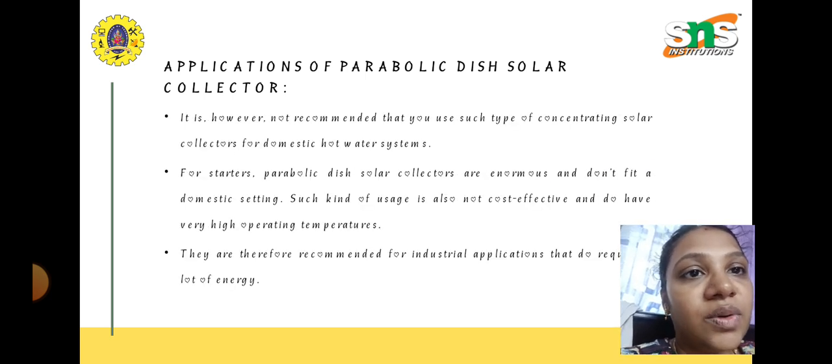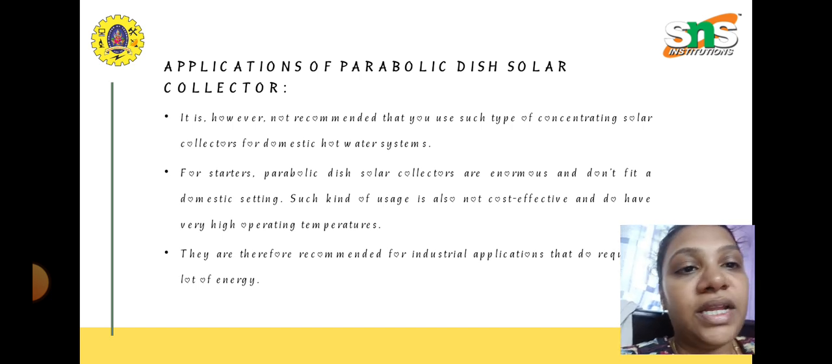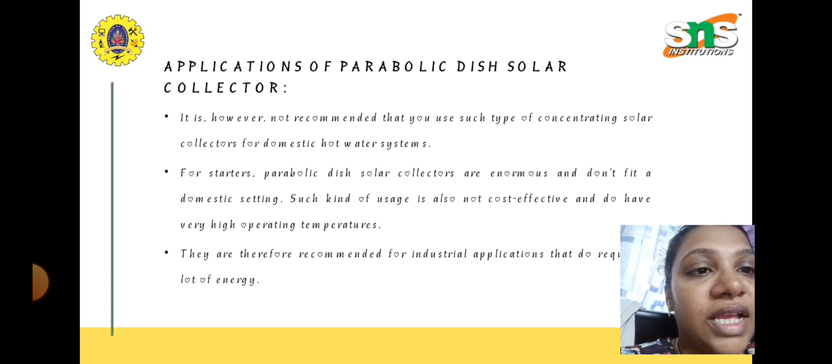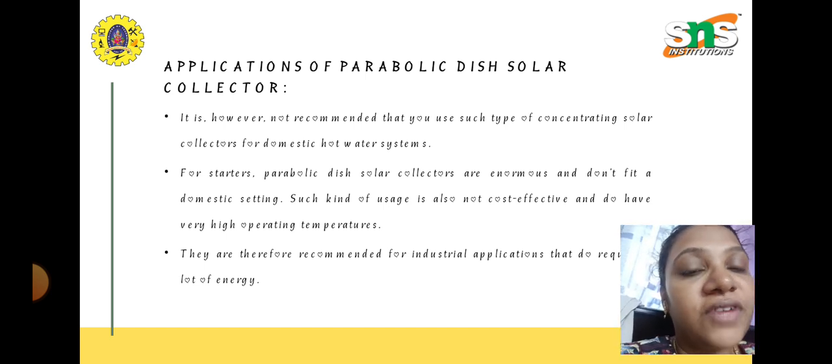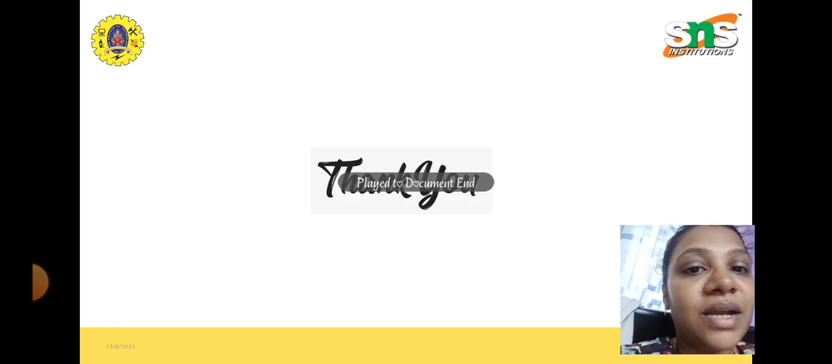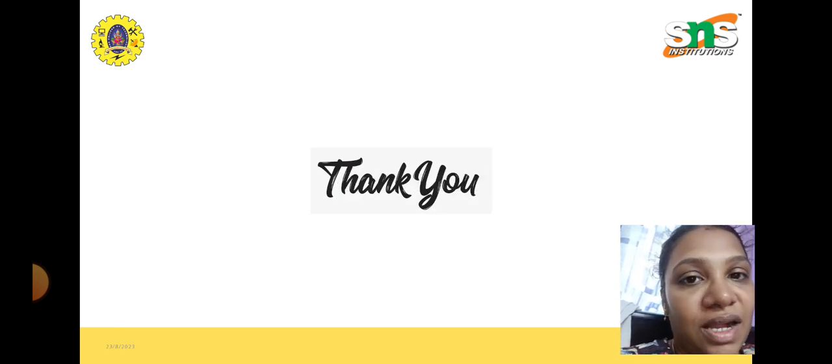However, it is not recommended to use this type of concentrating solar collector for domestic hot water systems. For starters, these dish solar collectors are enormous and do not fit a domestic setting. Such usage is not very cost effective, and they do not have very high operating temperatures. Therefore, they can be recommended for industrial applications, because those require a lot of energy to be transmitted. So this is something about the parabolic dish solar collector. Thank you.